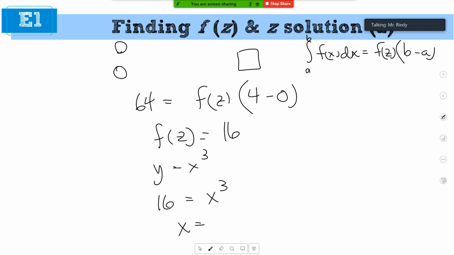That's not a nice number, is it? Can somebody fire that up on a calculator? What's the cubic root of 16? It's 2.52. Get 3 decimal places, AP standard. There you go. Good.